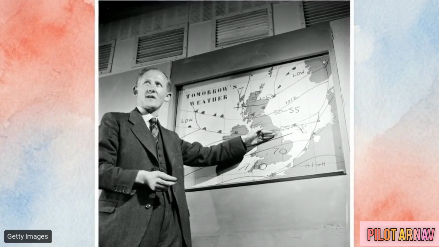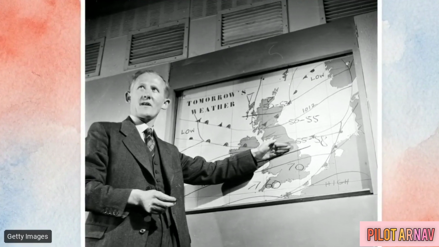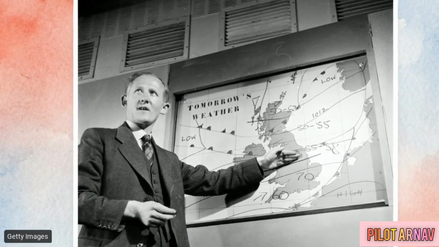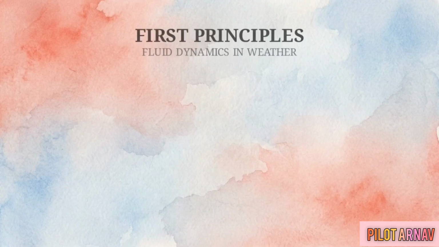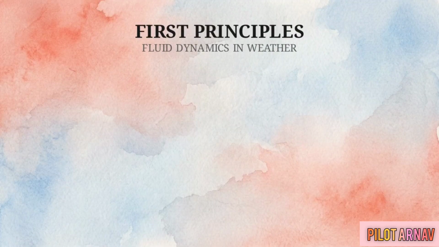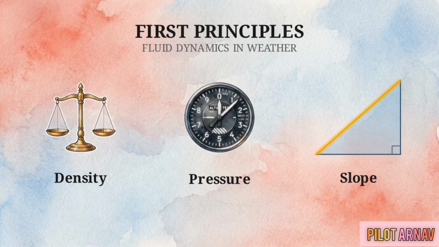Traditional weather maps flatten these towering systems into two-dimensional lines and basic symbols, presenting fronts as arbitrary ink rather than physical moving objects. Understanding the first principles of fluid dynamics, specifically density, pressure, and slope, allows you to logically deduce every weather condition in a frontal system.